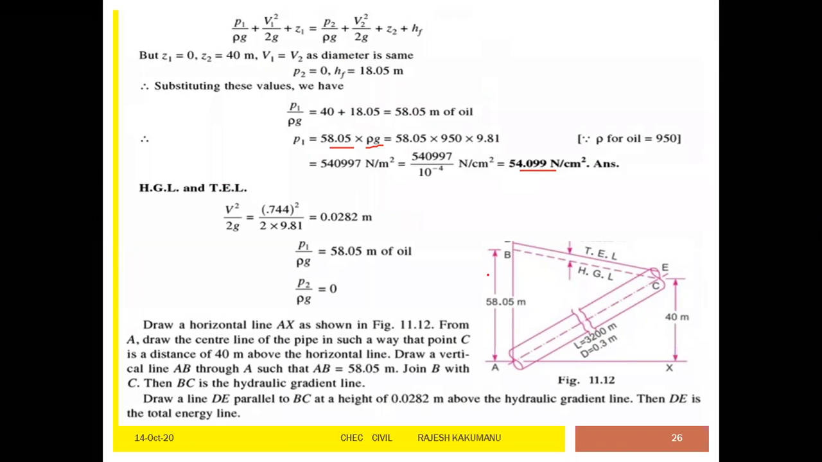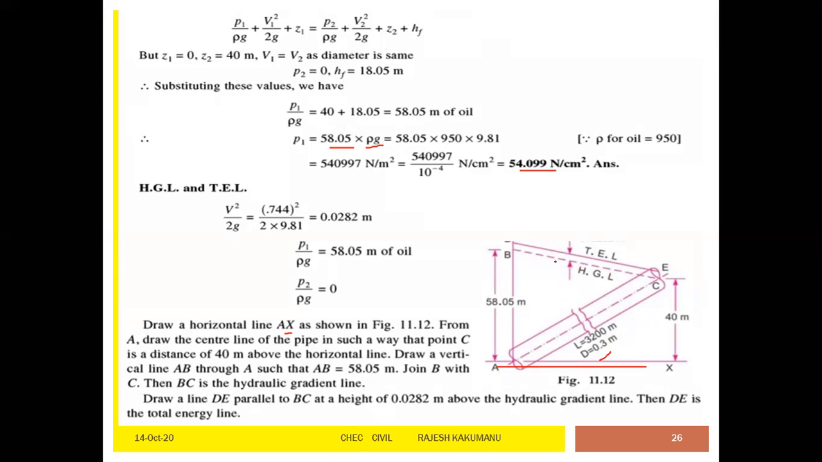Now find HGL and TEL. Draw the pipe as per the question. Take the datum line AX; the pipe is at a height of 40 meters from below. The length is 320, diameter is 0.3. Now how to draw the TEL and HGL? Draw the horizontal line AX as shown. From A, draw a center line of the pipe such that C is at a distance of 40. Draw AB such that AB is equal to 58.05. Therefore AB height is 58.05. Join B with C. This one is the hydraulic gradient line.